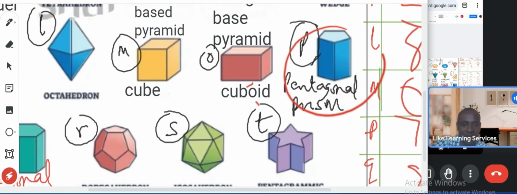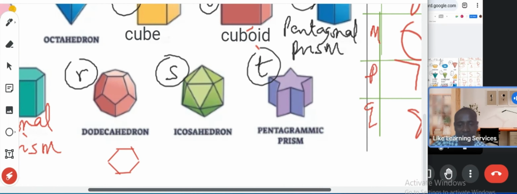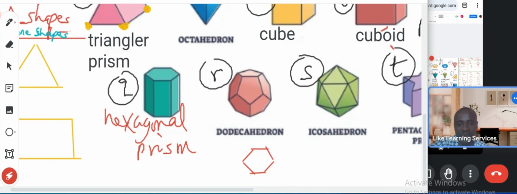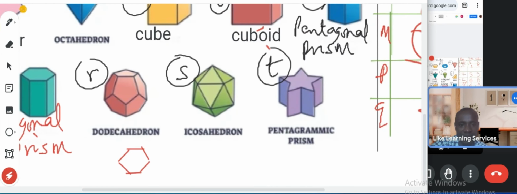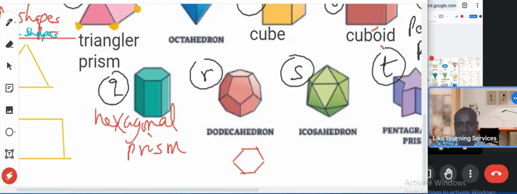Now you know this one is a pentagonal prism because the base is a pentagon, isn't it? 5 sides, 1, 2, 3, 4, 5. Pentagon has 5 sides. Anyway, we quickly look at all those shapes and their number of sides, plane shapes. This one is a hexagonal prism. I mean, Q is a hexagonal prism.